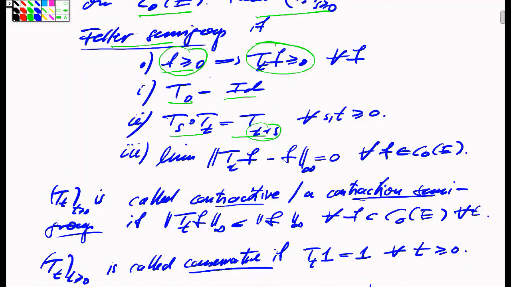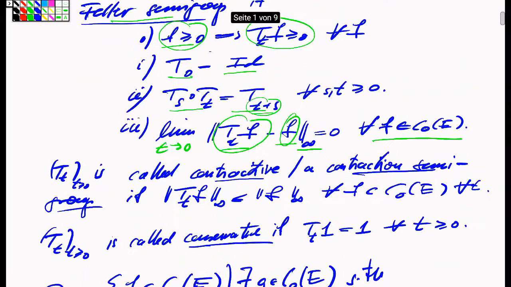And the fourth property is the continuity of these operators, which can be written in a condensed fashion: for any function from our function space, the difference between the perturbation of this function and the unperturbed function, when you send the perturbation parameter to 0, is converging to 0 with respect to the uniform topology, with respect to the supremum norm. If these four conditions are satisfied, we call this family of operators a Feller semigroup.